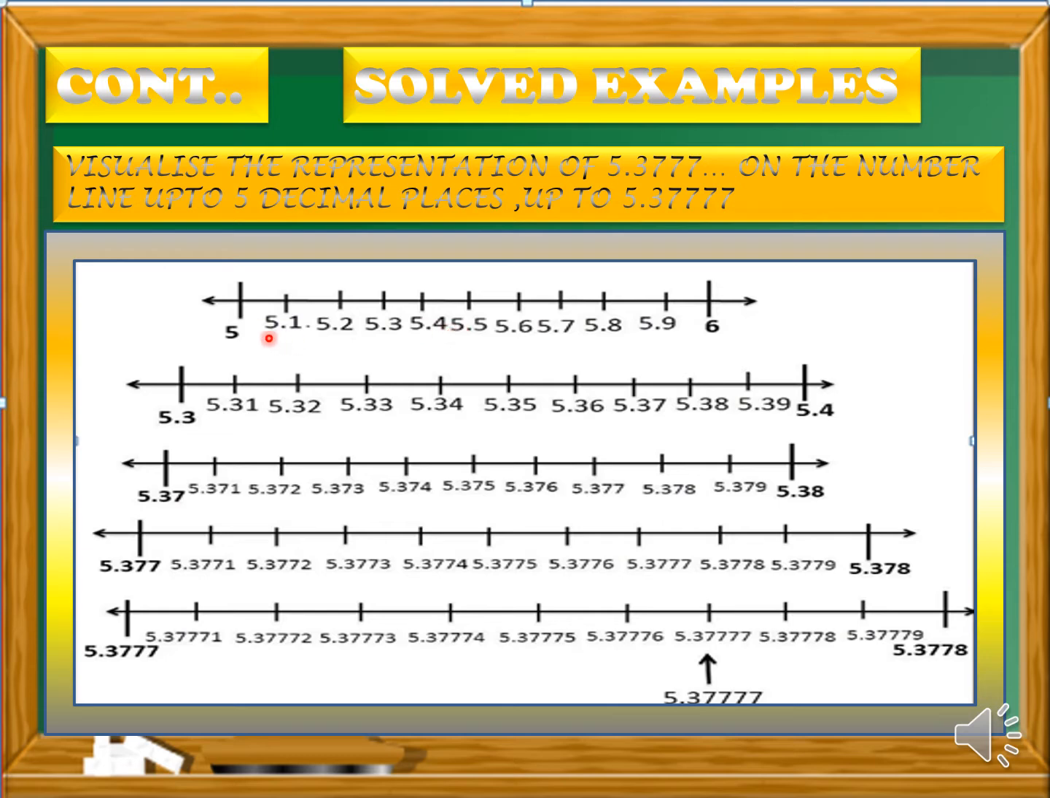So we are going to take 5.1, 5.2, we can see 9 subdivisions between them, that is 5.1, 5.2, 5.3 and so on till 5.9. Here we are going to take 5.3, plus 1, 5.4. When we split we can take 5.3 and 5.4 and 9 subdivisions between them. So 5.31, 5.32, 5.33 and so on till 5.39. We have to represent 5.37.